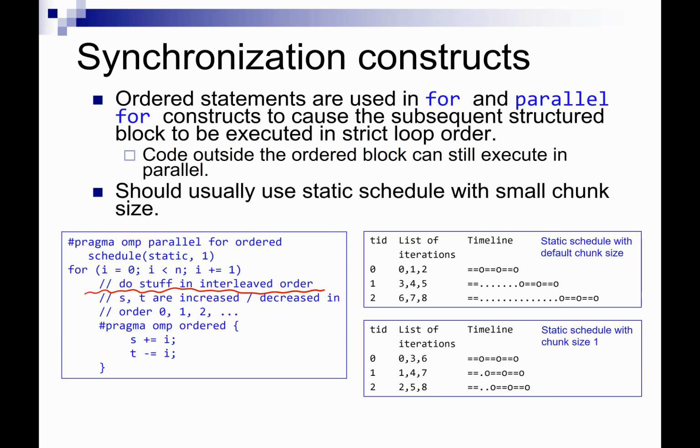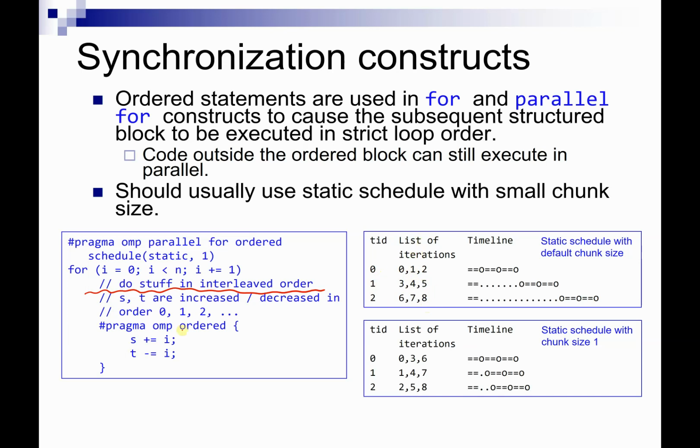When you use these ordered statements, you typically want to use a static schedule with a small chunk size. The reason is that we can consider two examples. Suppose you have a for loop with, let's say, 9 iterations and 3 threads. If you use a static schedule but you don't specify the chunk size, then with 3 threads, every thread gets 1/3 of the iterations. Thread 0 will get the first 3 iterations, then thread 1 the next 3, and so on.